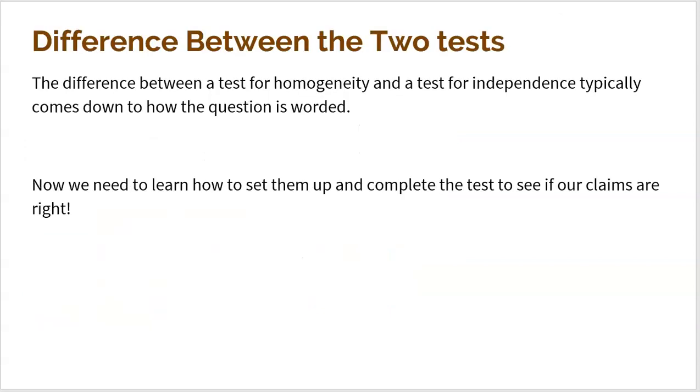All right, guys. The difference between a test for homogeneity and a test for independence typically comes down to how the question's worded. That's the other takeaway from this video: there are two different types of tests, and it really all comes down to what you are being asked. Are you being asked about 2 or 3 populations being different across a variable, or are you being asked about there being an association or not? Independence tests are so easy to recognize because the wording literally says, is there an association? If you're asked, is there an association? Trust me, it's a test for independence.